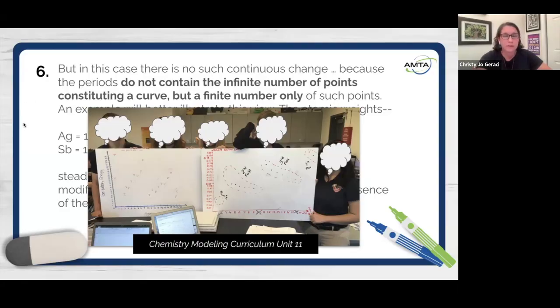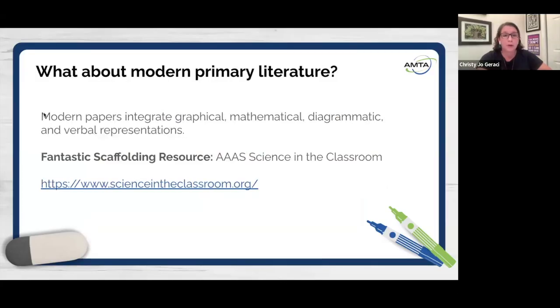Okay, so those are more examples from more classical literature. But what about modern primary literature? Modern primary literature has it all. Modern papers integrate graphical, mathematical, diagrammatic, and verbal representations. It's why they are both so interesting to read and so difficult to read.